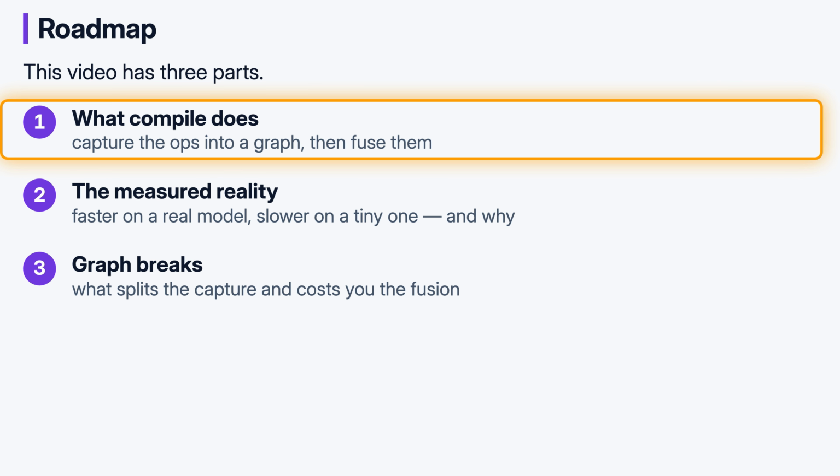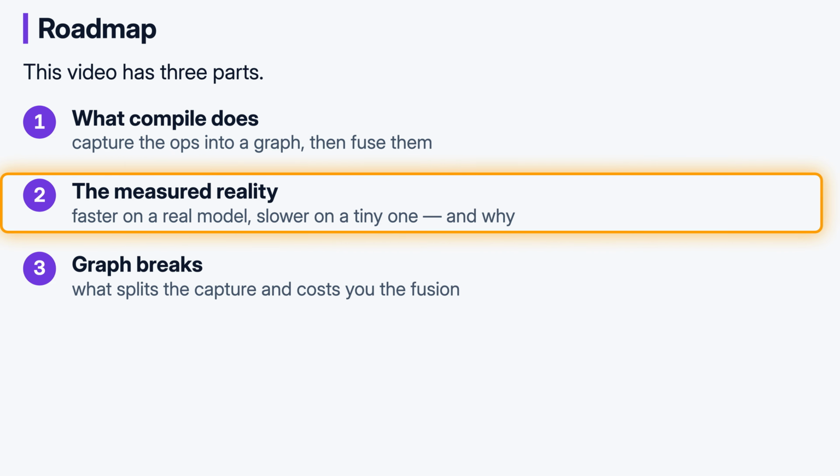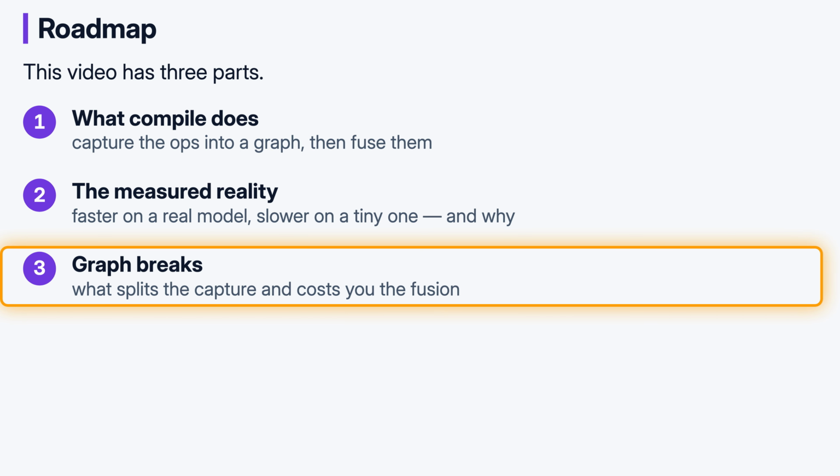This video has 3 parts. First, what compile does. It captures the ops into a graph, then fuses them. Second, the measured reality on a real GPU. Faster on a real model, slower on a tiny one, and why. Third, graph breaks. These are the things that split the capture and cost you the fusion.